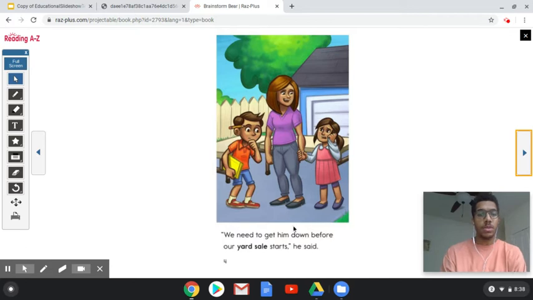So this is already, we're grounded in the main idea. We need to get him down. They're trying to get the bear out of the tree. I already see that Sam is thinking of ways to get him down. He's thinking, he's got his hand on his chin. He's looking down. He's thinking. So I know that he's going to be problem solving and brainstorming the entire story.